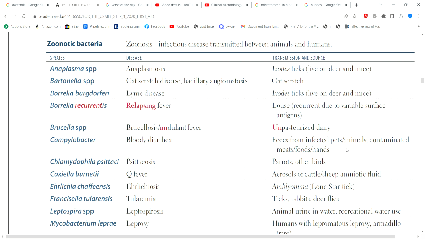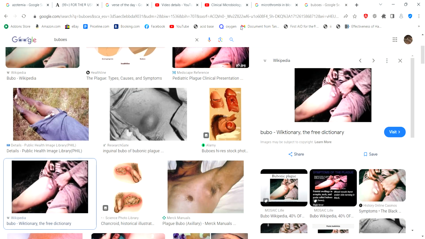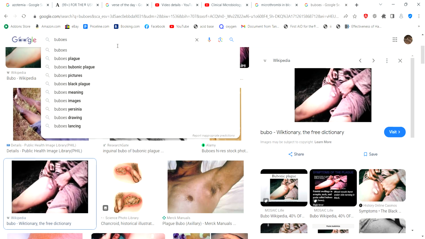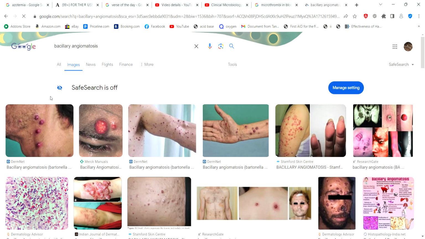Bartonella species causes cat scratch disease and bacillary angiomatosis. What is bacillary angiomatosis here? This is what bacillary angiomatosis is.